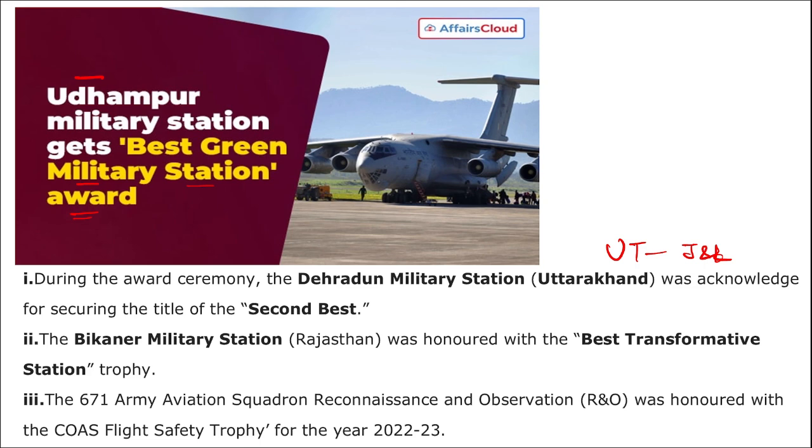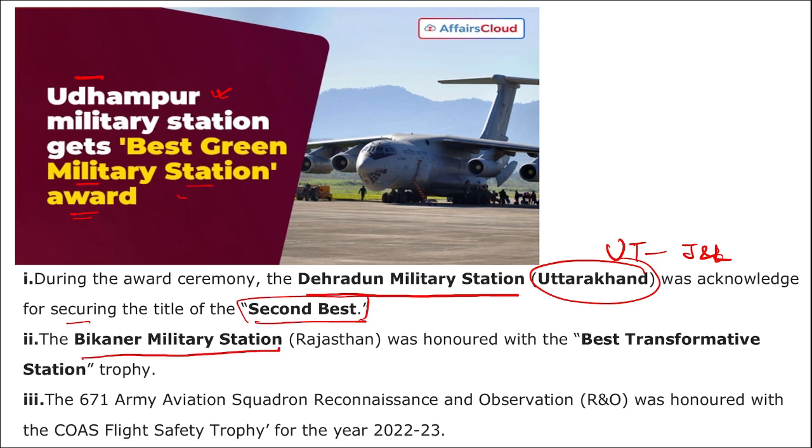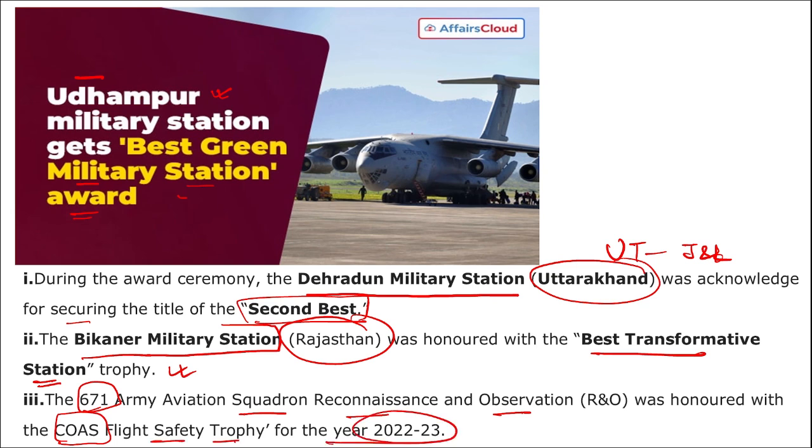This award was presented to this military station for the efforts and the work they did for the Indian Army to strive for excellence, right? So basically all the development work they did there, for that recognition, they were honored with this best green military station award. During this award ceremony, Dehradun military station of Uttarakhand was also acknowledged for securing the title of the second best. Bikaner military station of Rajasthan was honored with the best transformative station trophy, and 671 Army Aviation Squadron Reconnaissance and Observation was honored with the COAS Flight Safety Trophy for the year 22-23.